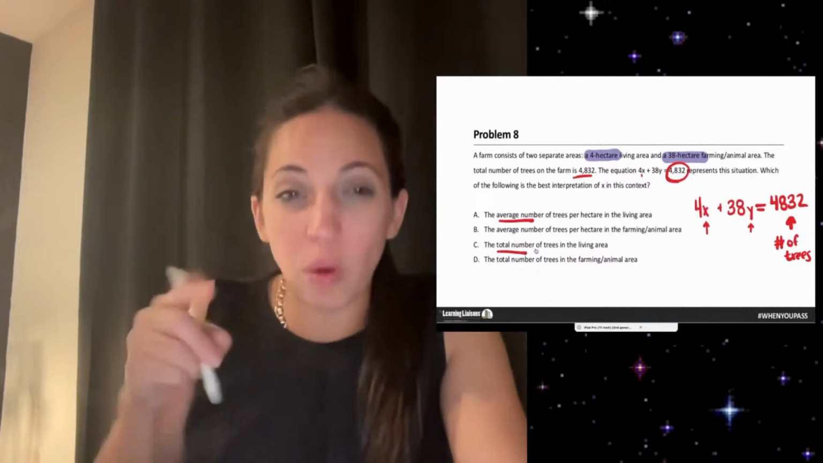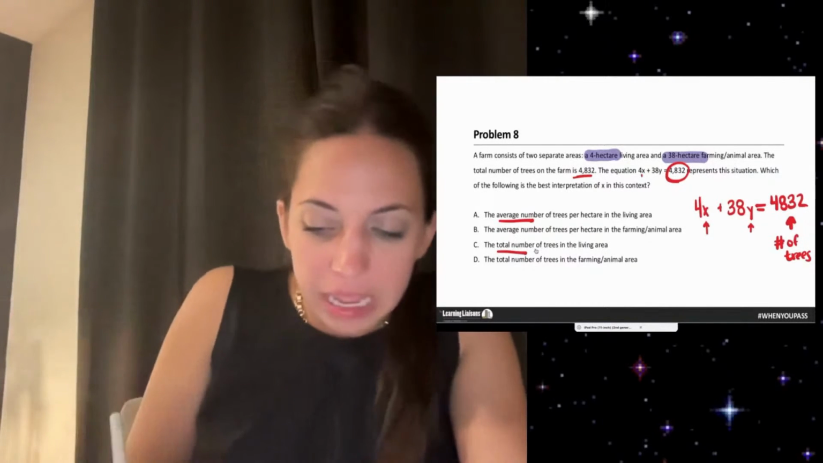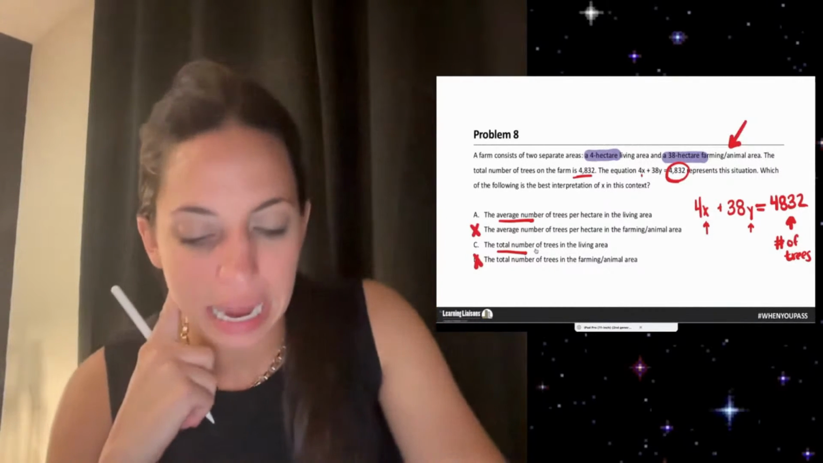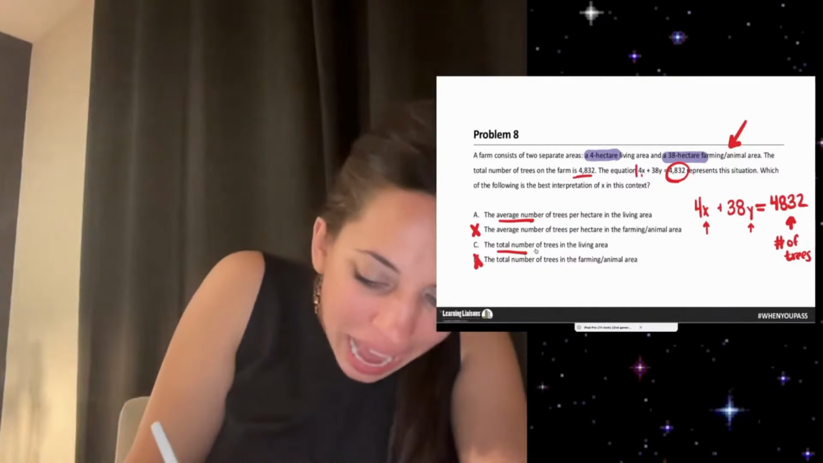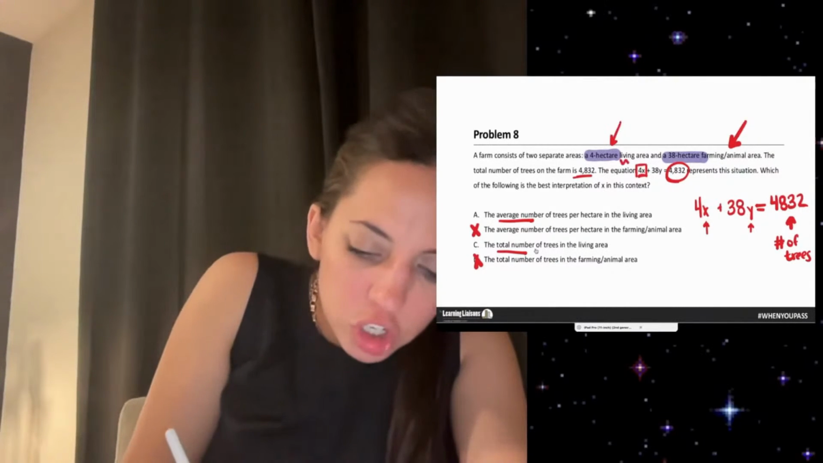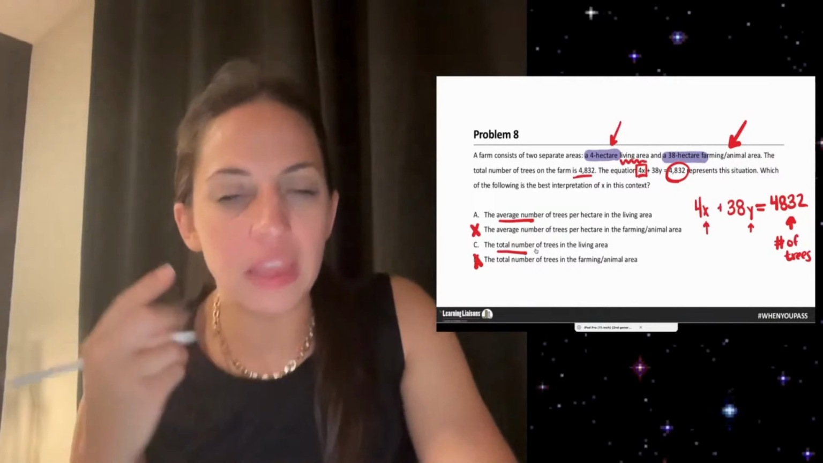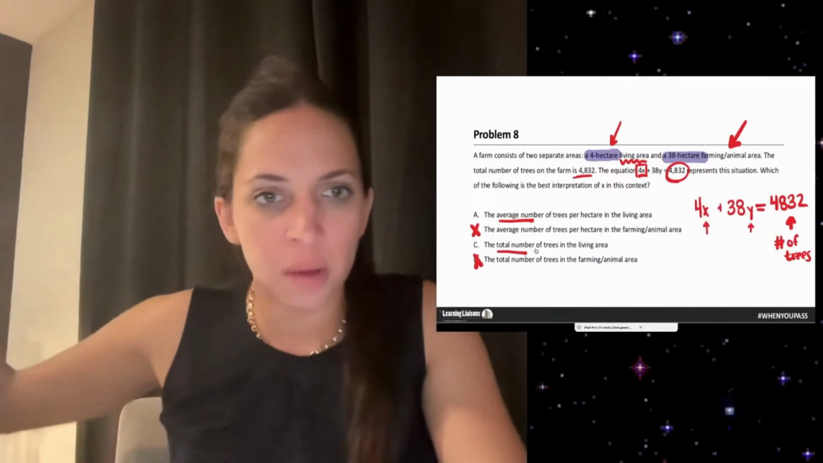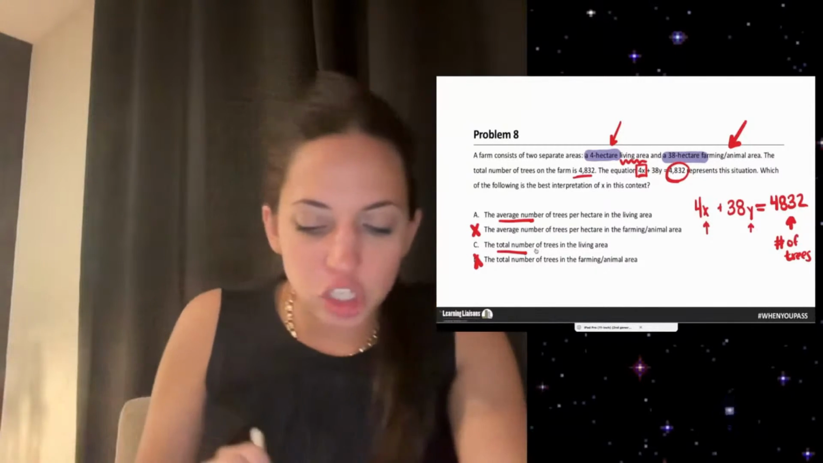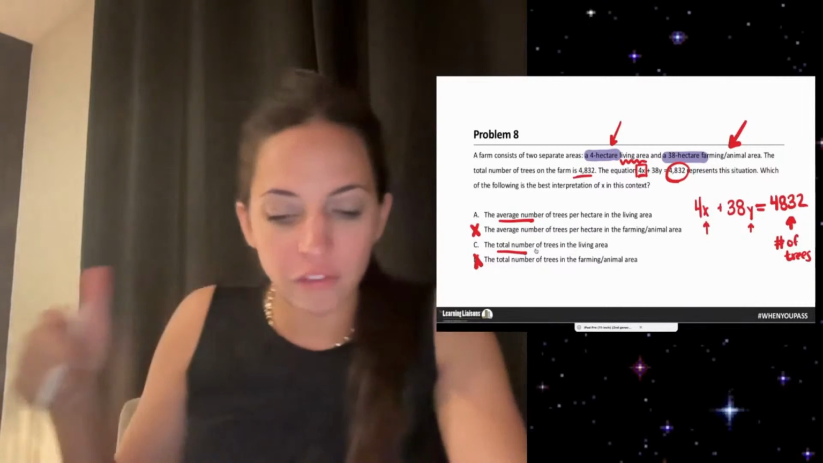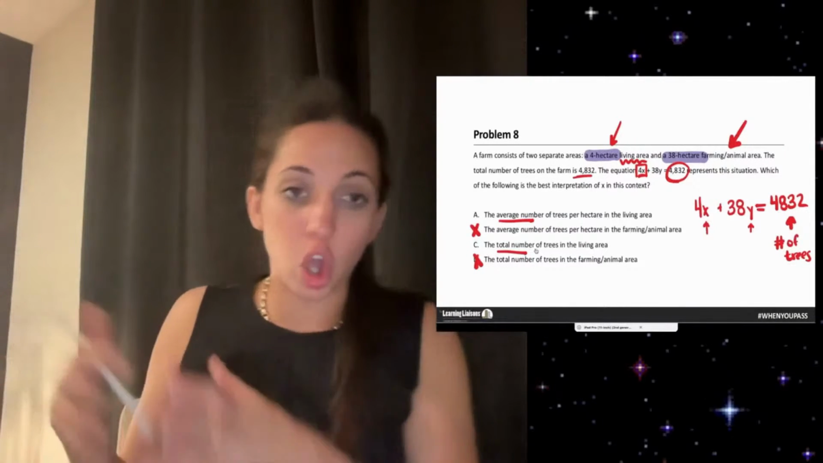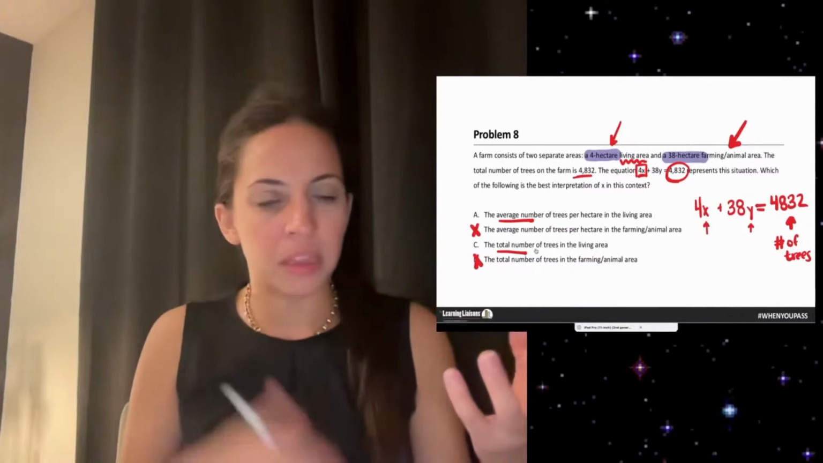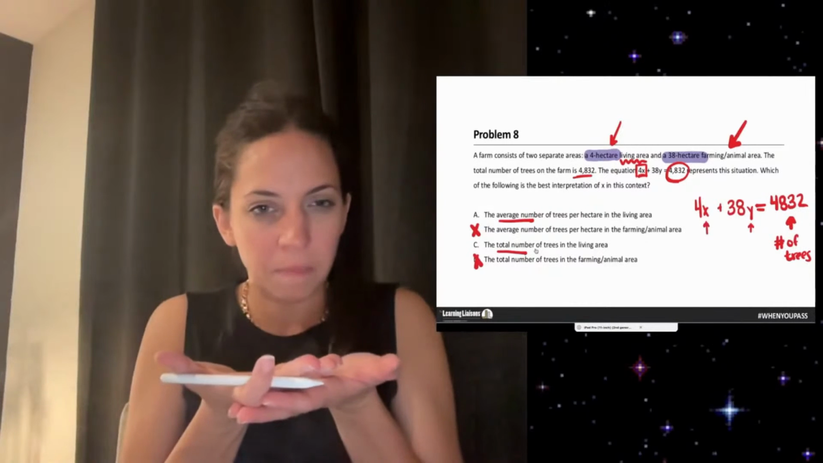What I do know and what I can eliminate right off the bat is anything that talks about farming and animals, because the x is tied to the 4, which is your living area. If the x is tied to the living area, then it's not going to be the farming animal area, right? And so I know it is either going to be the average number of trees per hectare or the total number of trees in the living area. Well, the total number of trees in the living area is going to be the number of trees times the number of acres, right?